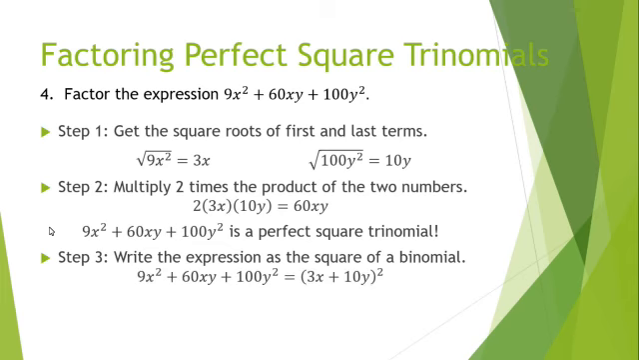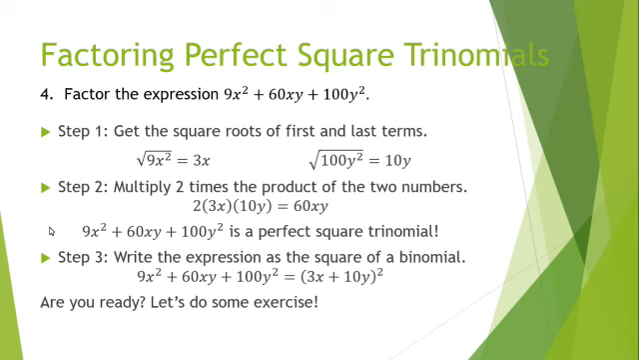We now have 9x squared plus 60xy plus 100y squared, which equals 3x plus 10y quantity squared. Notice where 3x and 10y came from. Also, since the sign of the middle term of the given is positive, then the sign between the terms of a binomial is also positive. Hence, it is factored as 3x plus 10y quantity squared. And that is our answer.